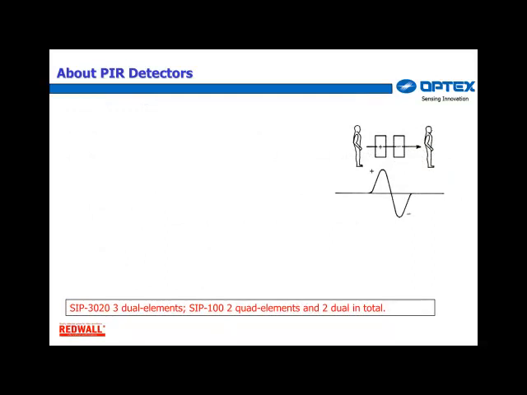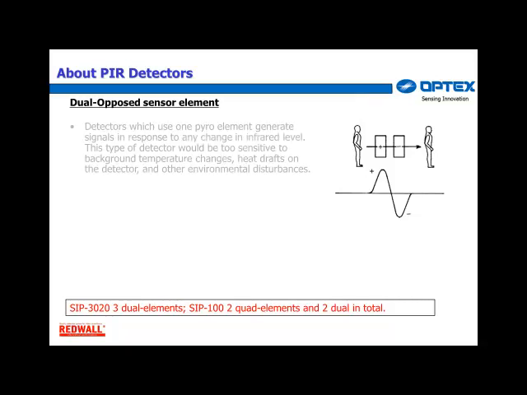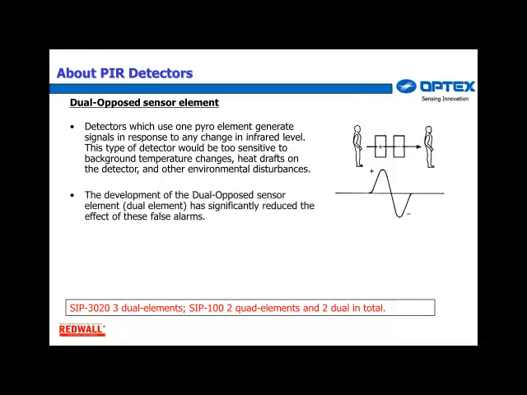Detectors which use just one pyro element generate signals in response to any change in infrared level. This type of detector would be too sensitive to background temperature changes, heat drafts on the detector, and other environmental disturbances. Dual opposed, which means using two sensors applied to a differential amplifier, significantly reduces the effect of these false alarms. Since a differential amplifier has two opposing inputs, a plus and a minus, if the ambient background temperature changes rapidly at once, the net output from the amplifier will be zero. So the dual opposed sensor is much less susceptible to false alarms.